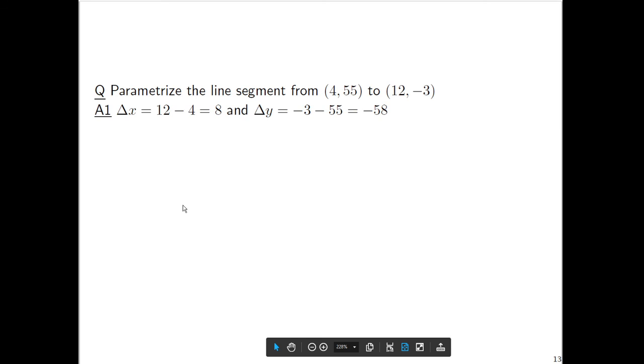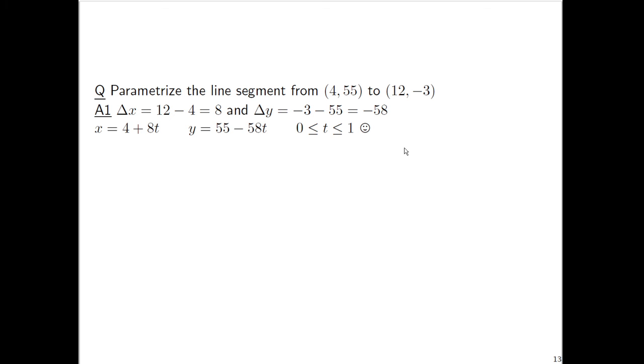All right, so let's parameterize the line segment from (4, 55) to (12, -3). The first line of the answer is already showing. We computed the change in x to be 8, the change in y to be -58. So then we'll end up with the parameterization x equals 4 plus 8t and y equals 55 minus 58t, t going from 0 to 1.